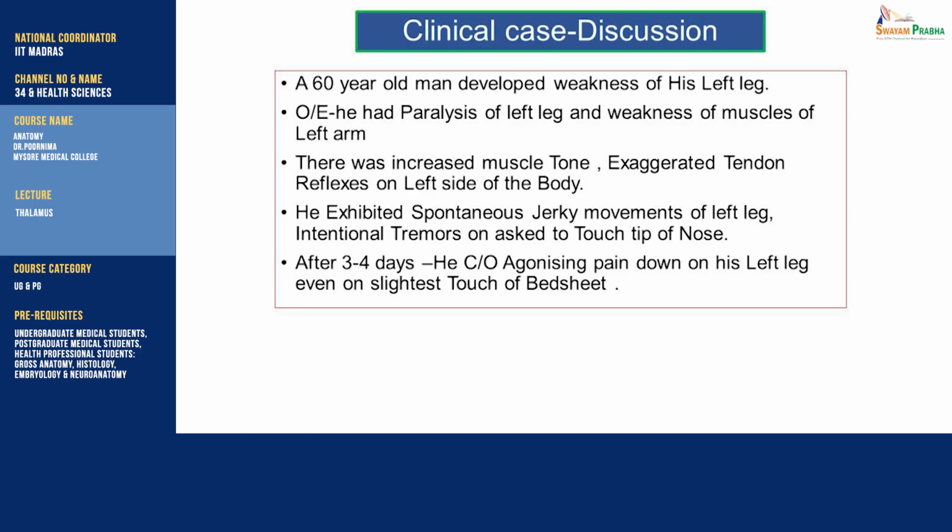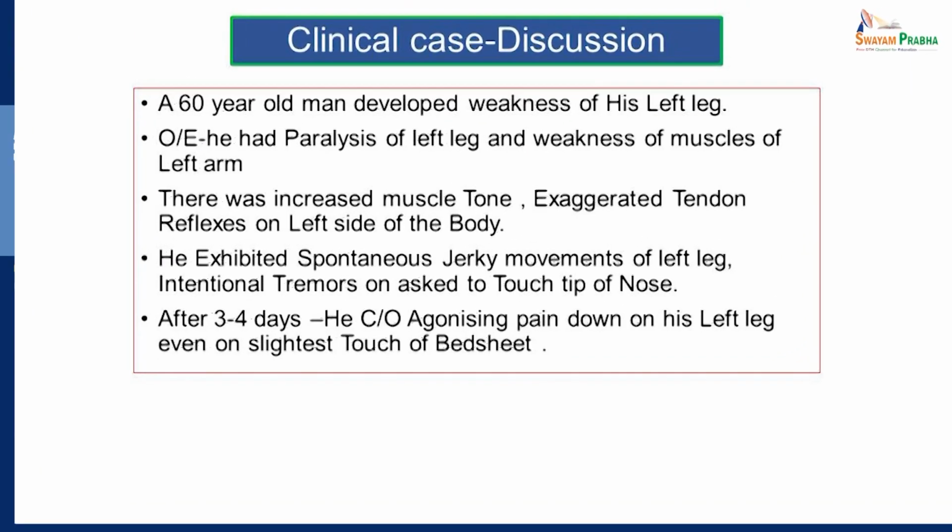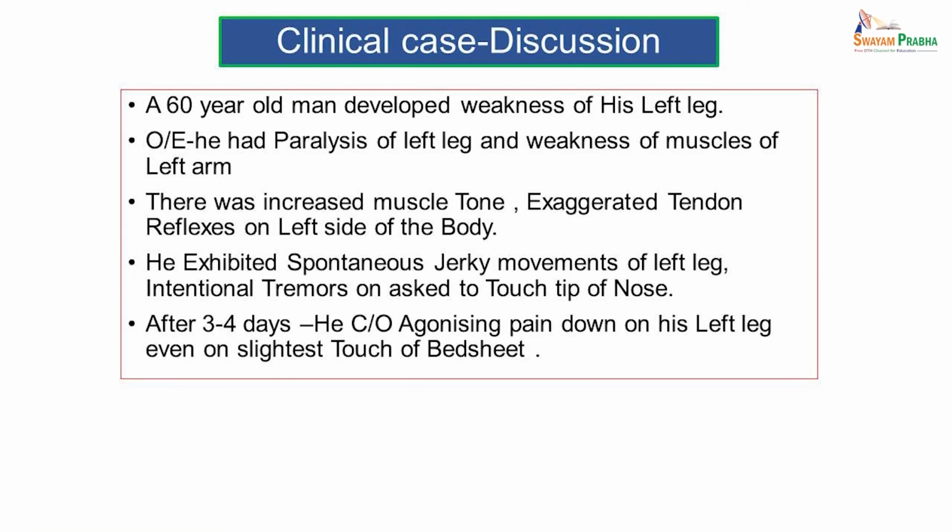The paralysis may be due to the involvement of the internal capsule part, the thalamic radiations. The increased muscle tone is because the cerebral part is being involved, that is, the ventral anterior and ventral lateral nucleus may be involved. The jerky movements and intentional tremors are because of the ventral anterior and ventral lateral nucleus. The agonizing pain is because thalamic pain is felt at the intralaminar nucleus and the centromedian nucleus.